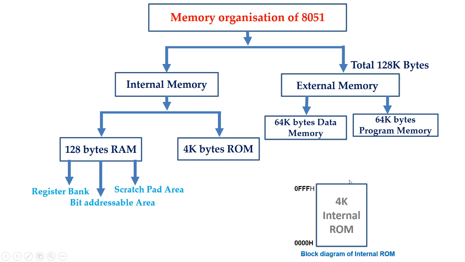So let us discuss this block diagram of internal memory. As we know, this is a 4K memory, meaning 12 address lines are required to address the internal read-only memory. In hexadecimal, the initial address is 000H to 0FFFH. So total addresses are 4K. So this is the internal memory organization and external memory organization of the 8051 microcontroller.